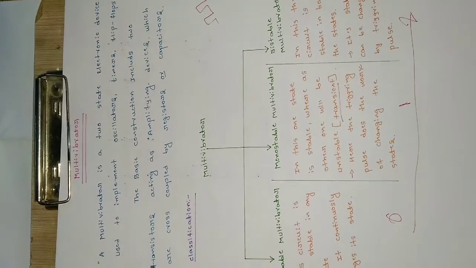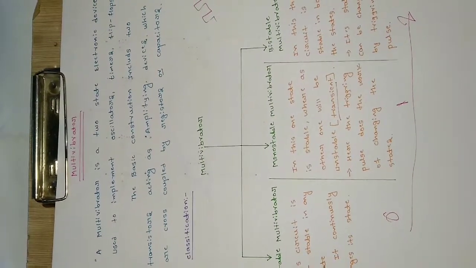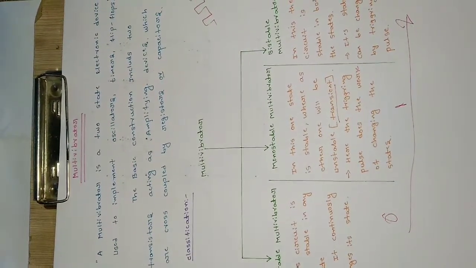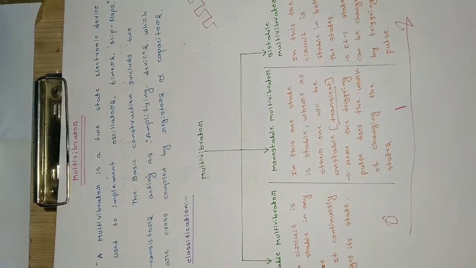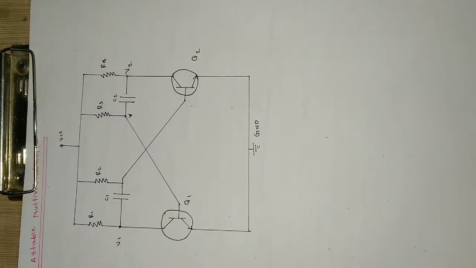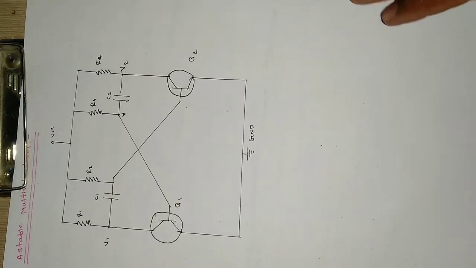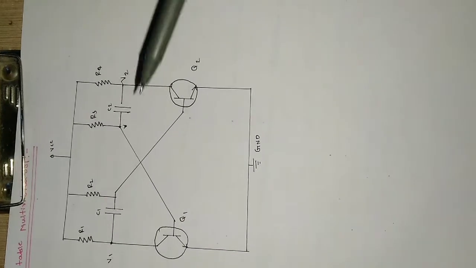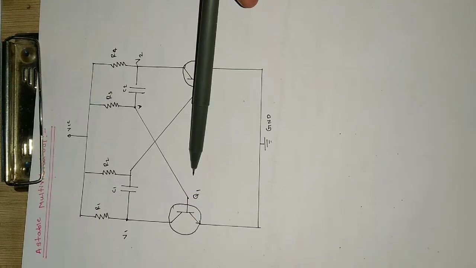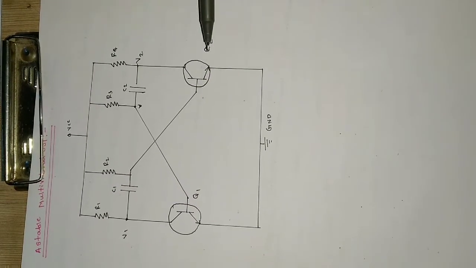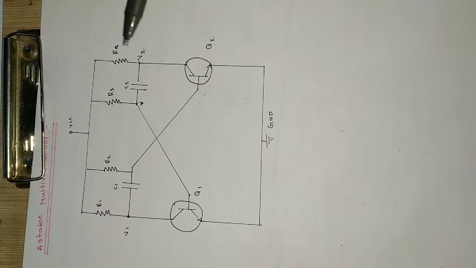So this is the brief classification of multivibrators depending on the states which will be present. Now coming to the circuit diagram of the astable multivibrator. It has two transistors as shown here. This is the first transistor Q1 and this is the Q2 transistor. These are NPN transistors.